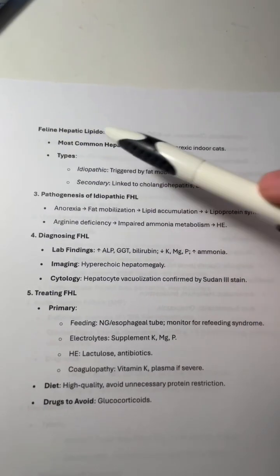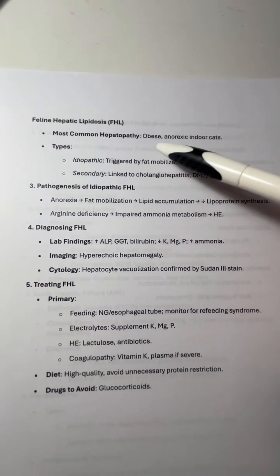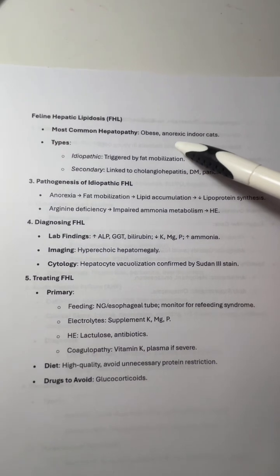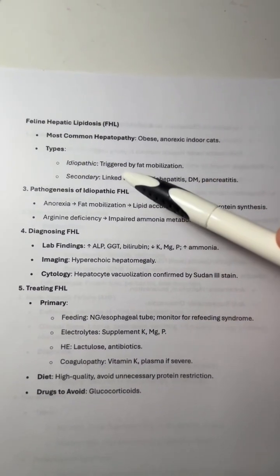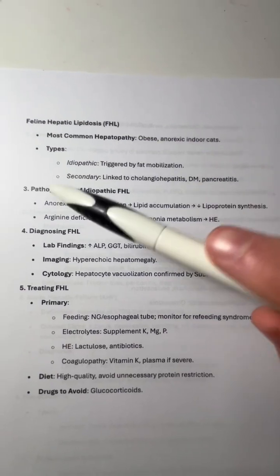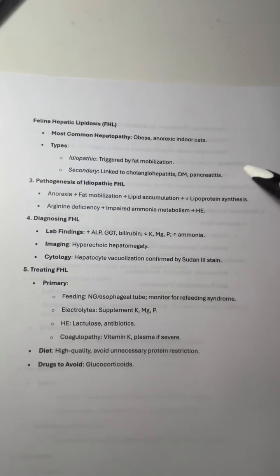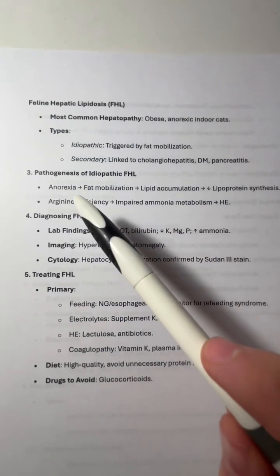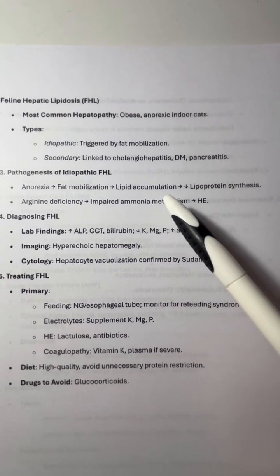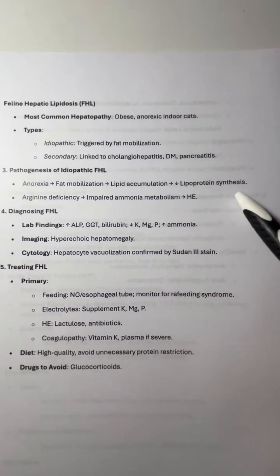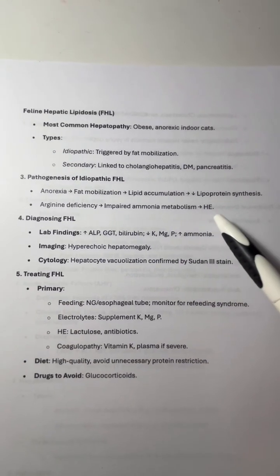In the case of feline hepatic lipidosis, it's the most common hepatopathy in cats. It occurs in obese cats that aren't eating for a long time, and indoor cats are more susceptible. Types are idiopathic, which can be triggered by fat mobilization, or secondary, which can be linked to cholangiohepatitis, diabetes mellitus, or pancreatitis. Pathogenesis: anorexia leads to fat mobilization, which then leads to lipid accumulation, and this decreases lipoprotein synthesis. Arginine deficiency can cause impaired ammonia metabolism, which leads to hepatic encephalopathy.